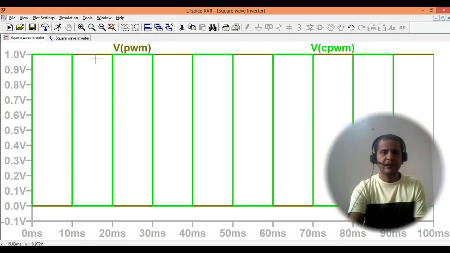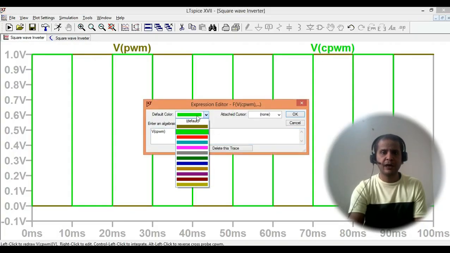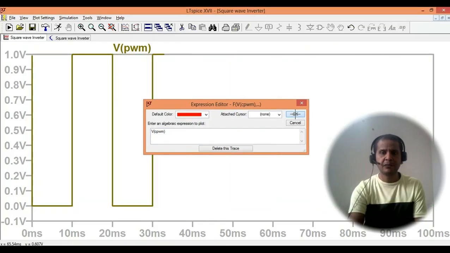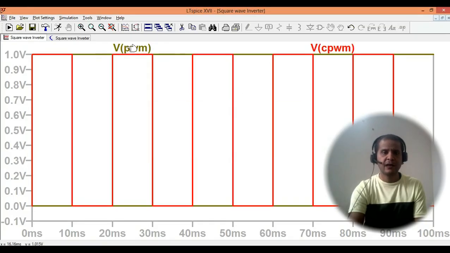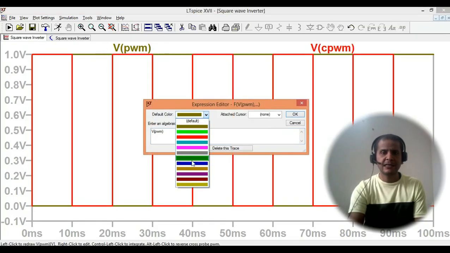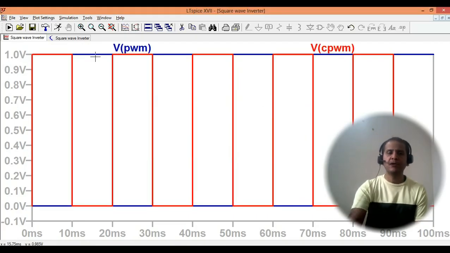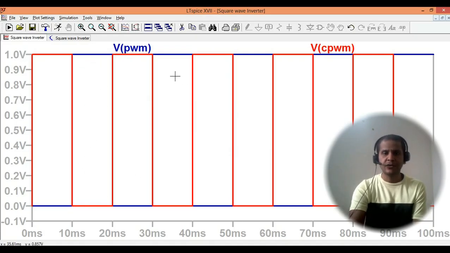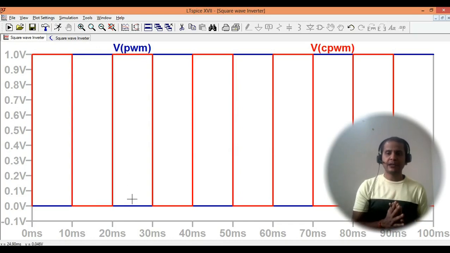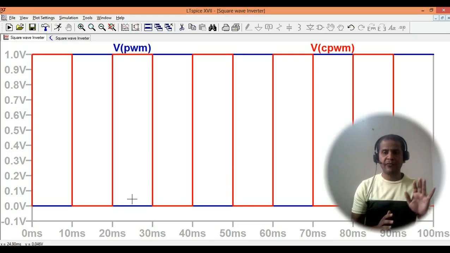So you have the PWM signal and you do have the complementary PWM signal with the frequency of, let me change the color for this as well, so you will understand. Okay, so now if you see, when PWM is high, the red one, when blue is high, the red one is low, and so on. When red is high, blue is low. That means both signals are 180 degrees out of phase.